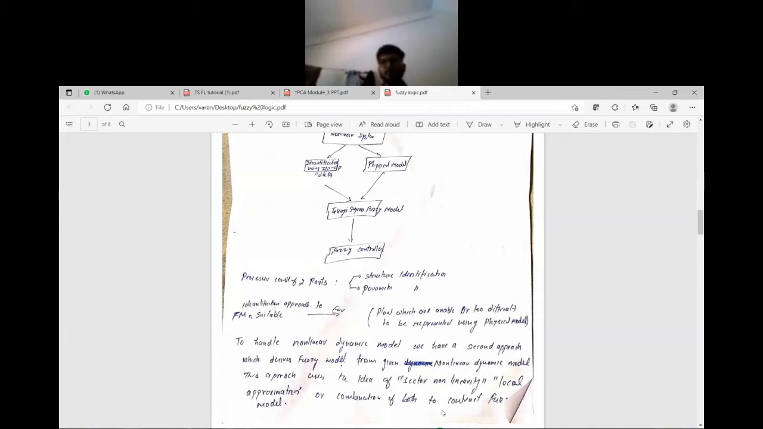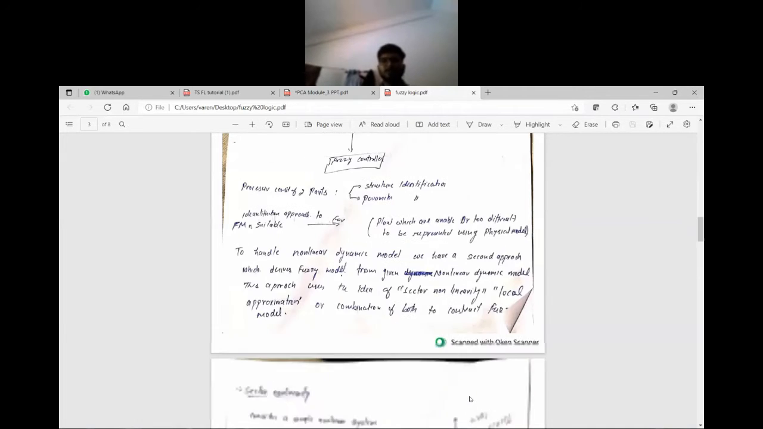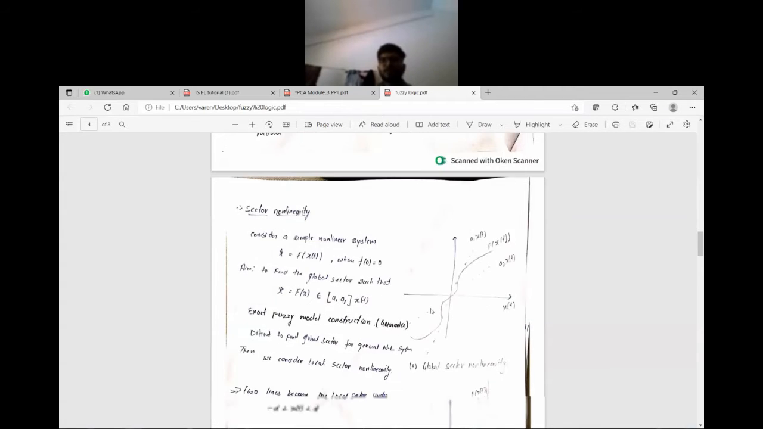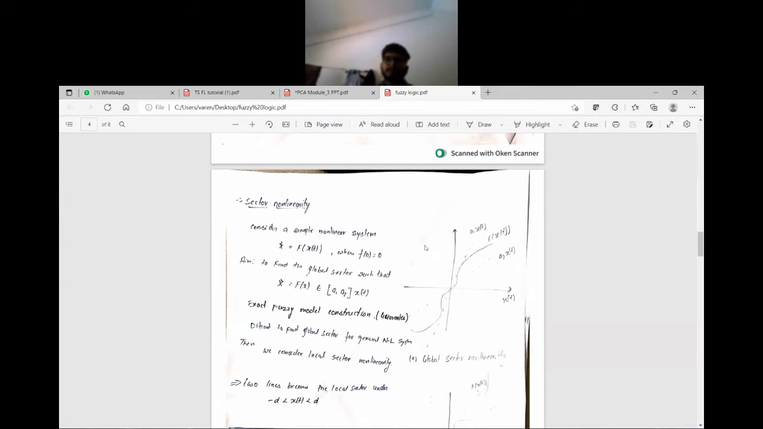The identification approach to fuzzy modeling is suitable for plants which are unable or too difficult to be represented using a physical model. To handle a nonlinear dynamic model, we have a second approach which derives the fuzzy model from the nonlinear dynamic model. This approach uses the idea of sector nonlinearity and local approximation, or a combination of both, to construct the fuzzy models.